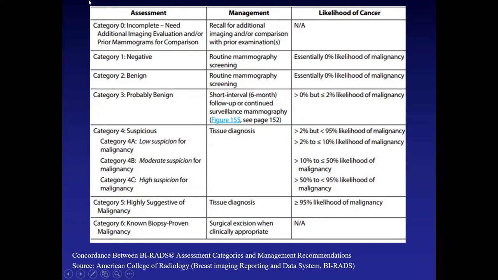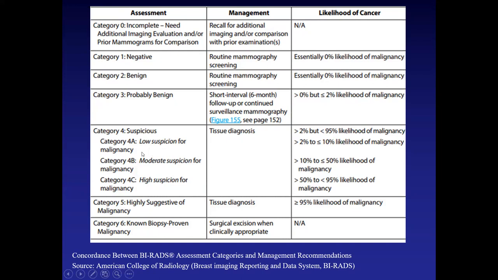And of course, the spectrum is: 0, that is incomplete, need additional information. Category 1 is negative, routine mammography screening is fine, and there is essentially 0% likelihood of malignancy. Category 2 is benign, and you can just follow up with routine mammography screening. Again, essentially there is 0% likelihood of malignancy. Category 3 is probably benign, so it requires a short-term interval follow-up, and of course surveillance mammography and all of that has to be considered. Greater than 0% but less than 2% likelihood of malignancy is associated with category 3 BI-RADS.